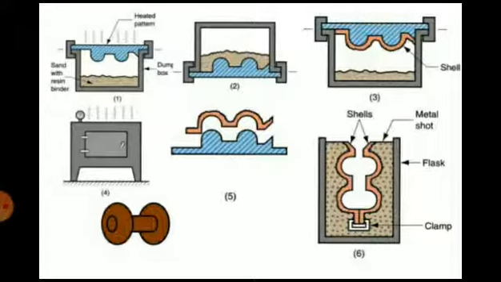Finally, they are placed in a metal case with some backing material. So there is a clamping arrangement that is made for the two shells to be joined. Then there is a flask or a metal case in which some backing material is placed to support the shells. Then molten metal is poured in that mold.